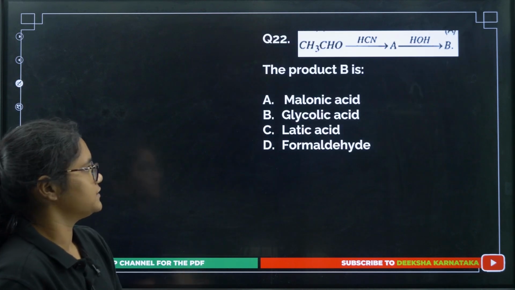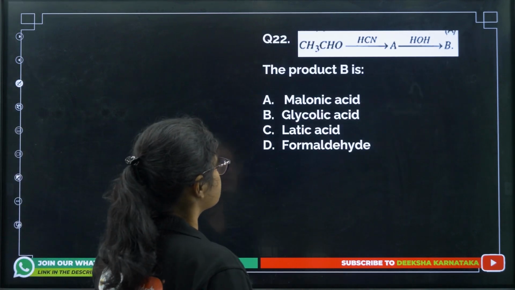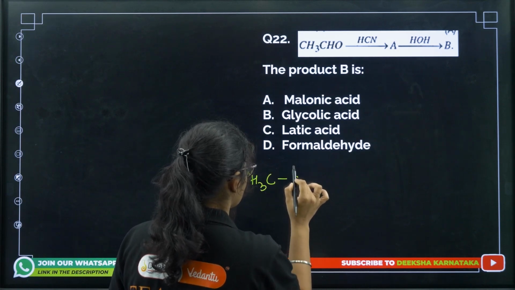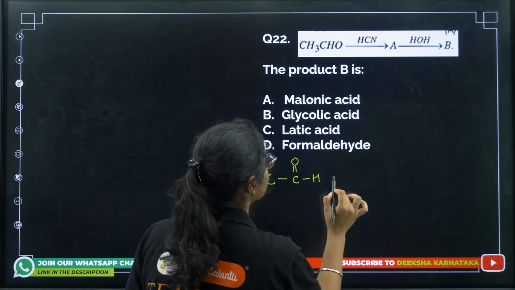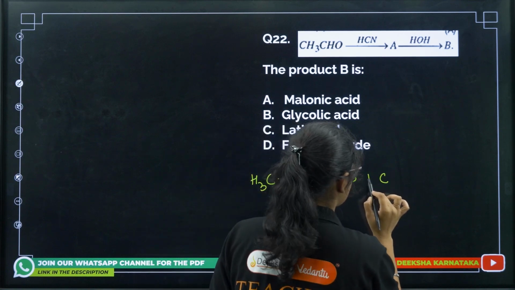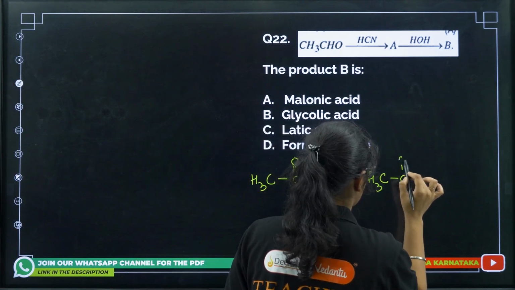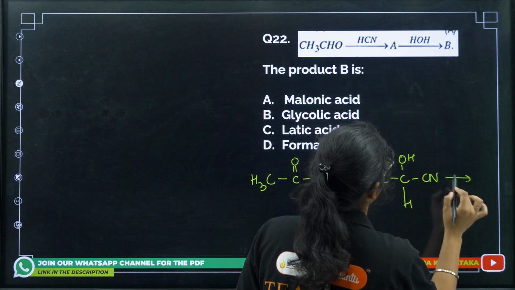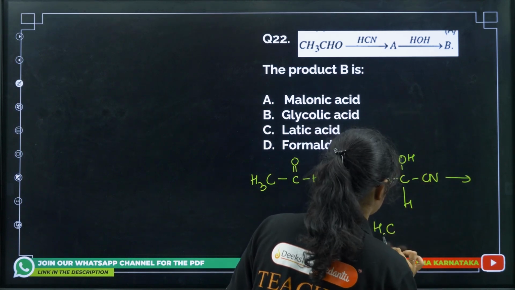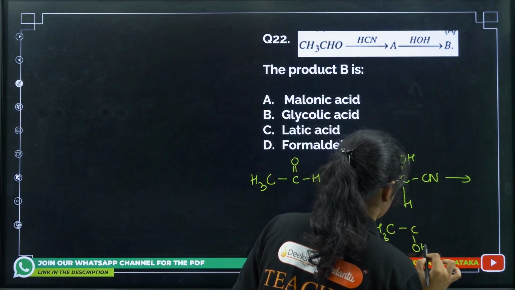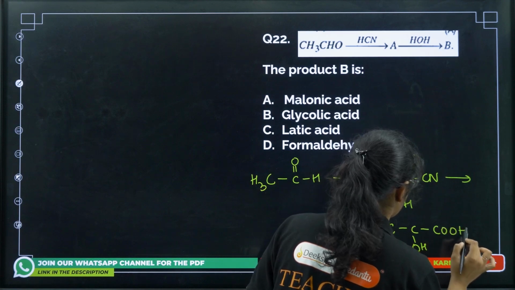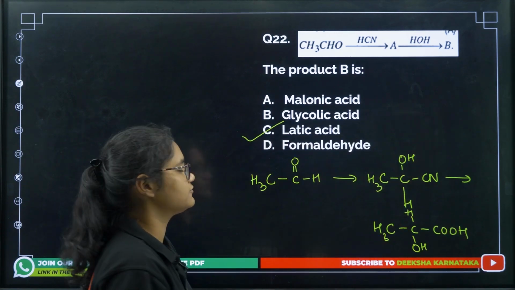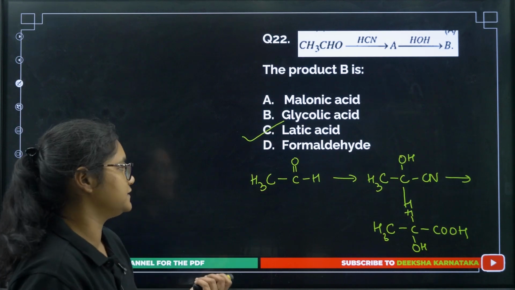Okay. Next question. This is also a similar question. You have CH3CHO, then you treat it with HCN, so we will get CH3CH(OH)CN, and then when you treat it with water we get CH3CH(OH)COOH. Okay, so this compound is called lactic acid. So the correct answer for this question is option number C.